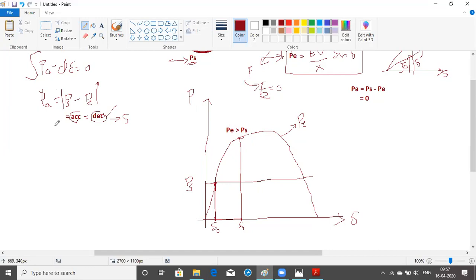See here, PE is greater than PS. Now PS minus PE, since PE is more than PS, gives a negative value. When you get the negative value, what happens? It will start decelerating. That means delta will still increase.